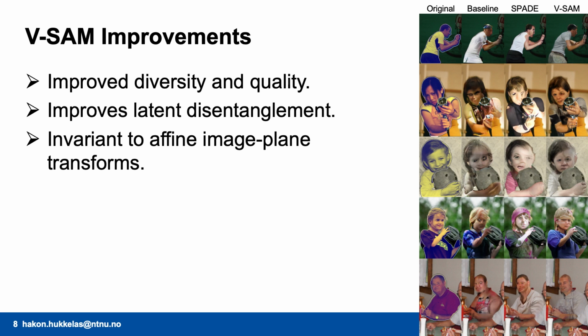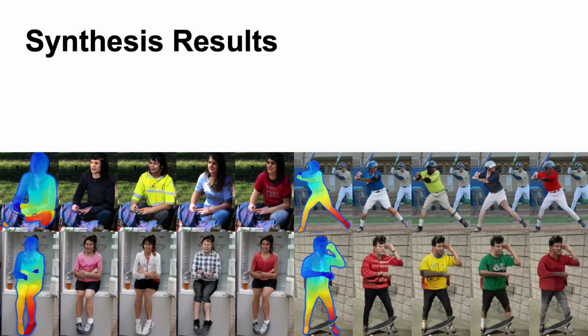These images compare VSAM to our baseline and the semantic counterpart SPADE. Notice the improved quality, especially in the regions including the face and fingers. We show that VSAM improves the generated image quality, diversity, latent disentanglement, and we show that it's invariant to affine image plane transforms. These are some of the synthesized results from our method.